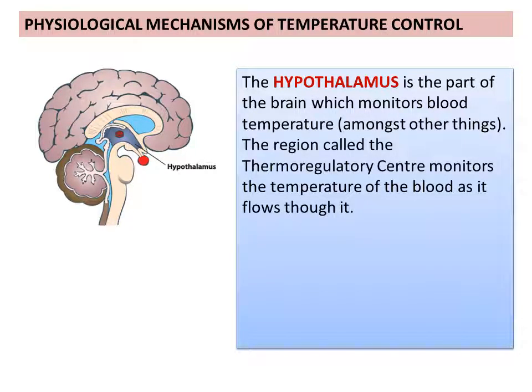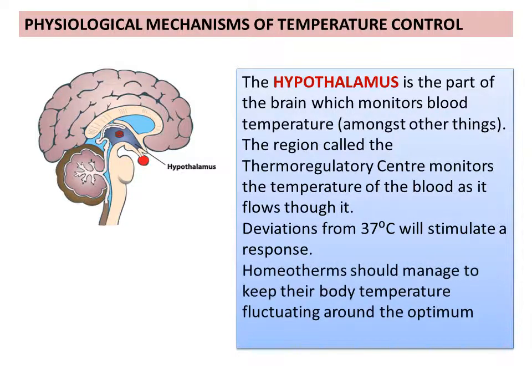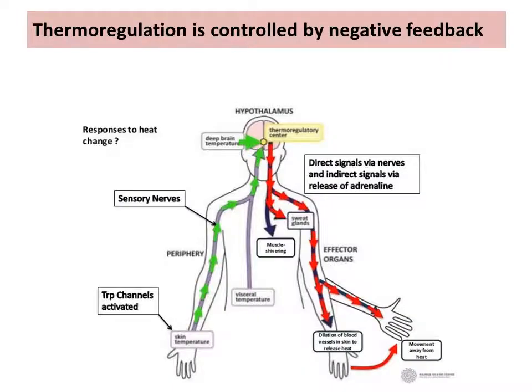There's a region in the hypothalamus called the thermoregulatory centre, and what this does is it monitors the temperature of the blood as the blood flows through. Any deviations from 37 degrees C for a human will stimulate a response. Homeotherms will then manage to keep their body temperature fluctuating around this optimum, which of course is part of homeostasis. So thermoregulation is therefore controlled by negative feedback.